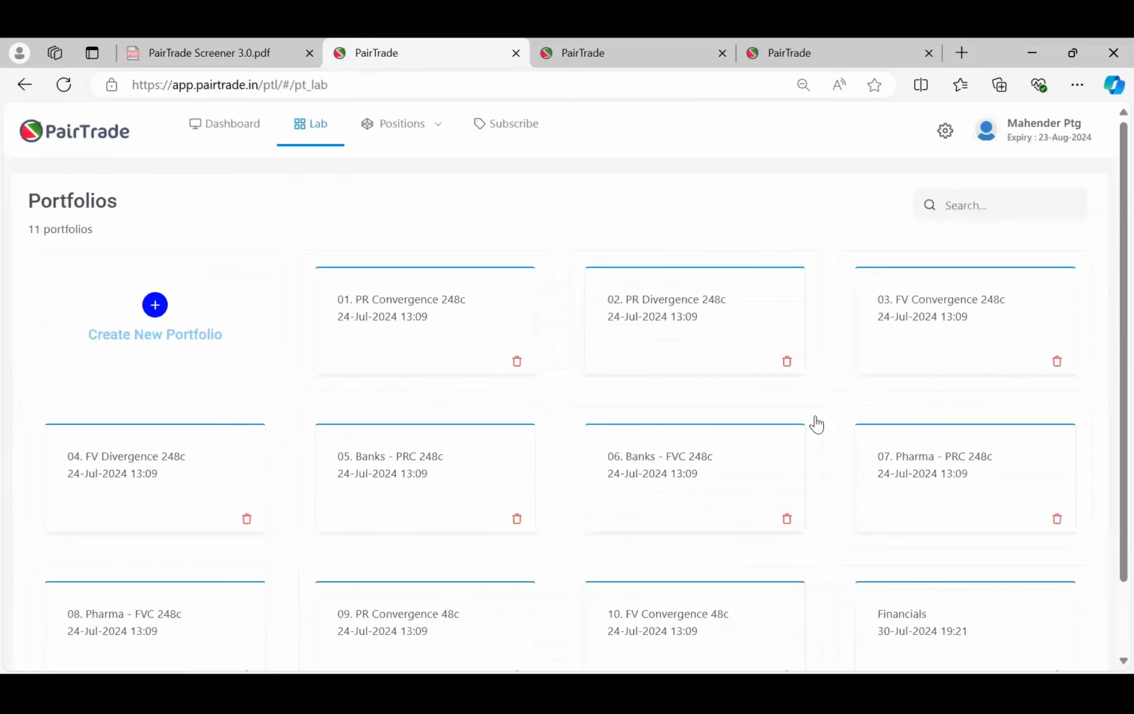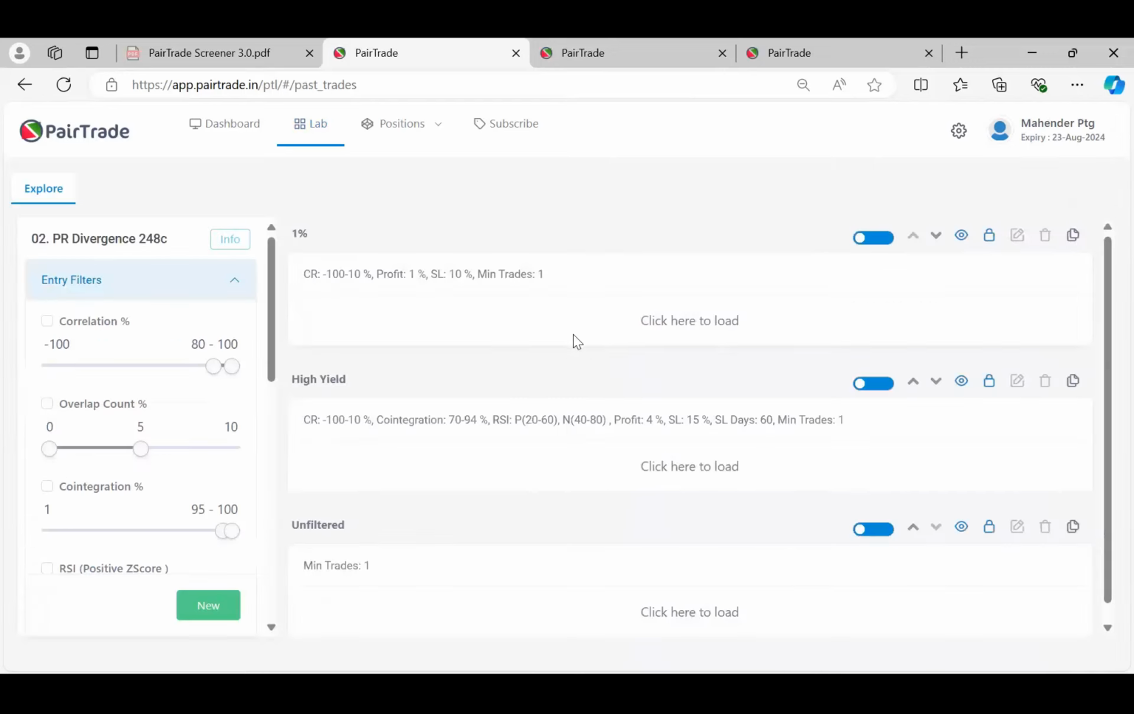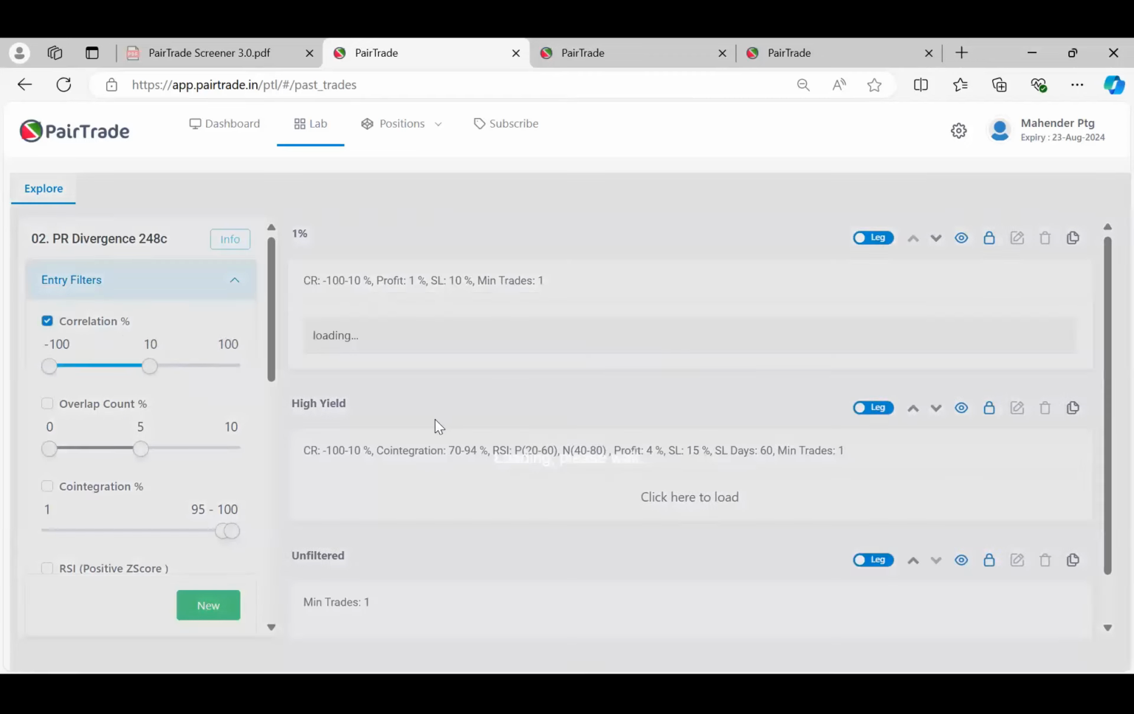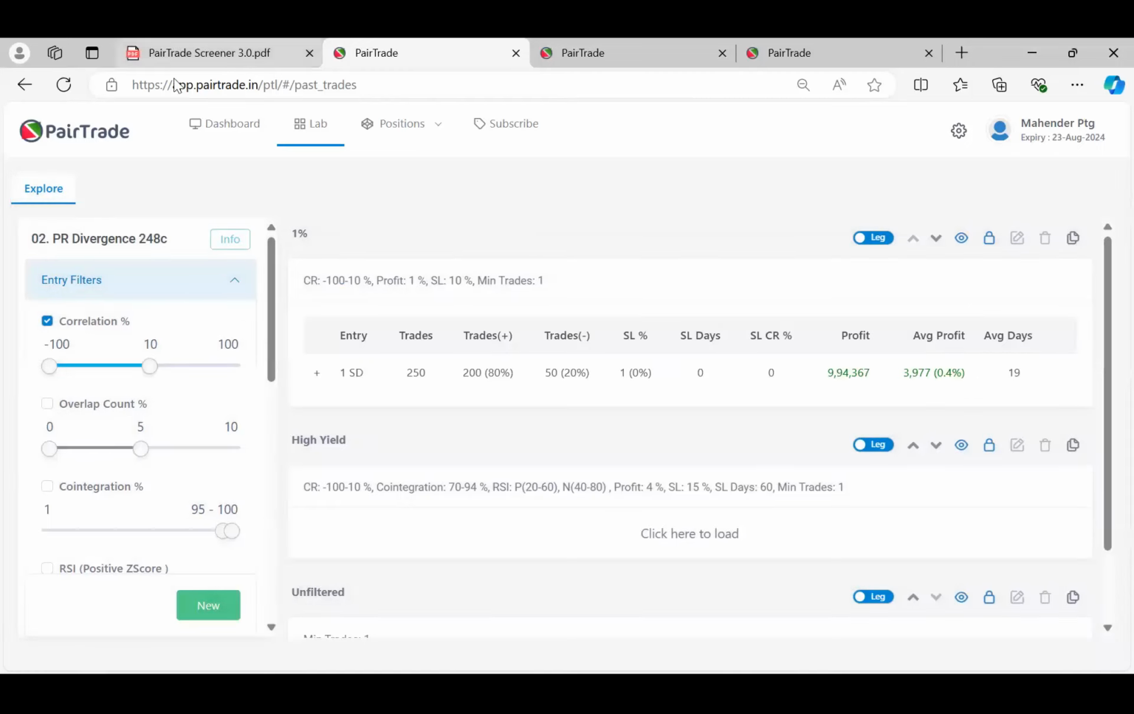Yeah, similarly, there are different combinations. One is the price ratio convergence with 248 candles, and this is divergence. That is reverse, right? If it is going reverse, for example, I can use a 1% target. So in divergence, we will not be trading at 3 standard deviation, right? So at 2.7 and 2 also, but at 1 standard deviation. So if it is crossing 1 standard deviation, I am going to take the trade.